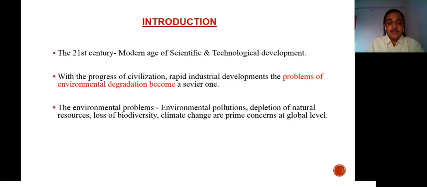Then another important environmental problem in our day-to-day life is the loss of biodiversity. It means the loss of forest resources, the flora, meaning the plants, and the fauna, meaning the different types of animals. Then the burning issue at the global level is climate change. So these are prime concerns at the global level before human society and the overall world.